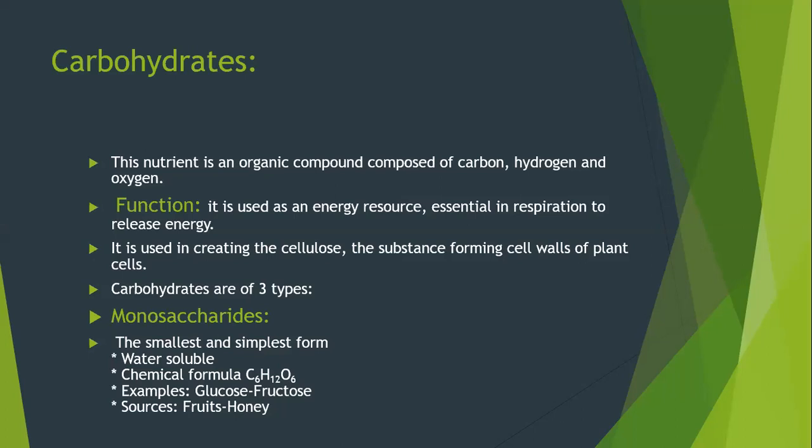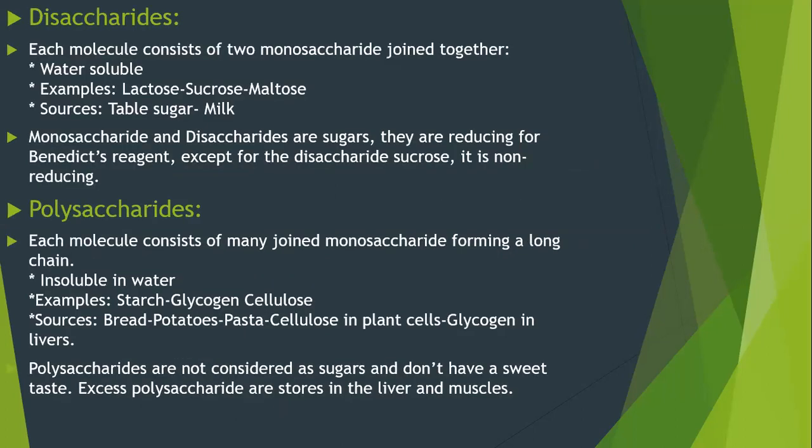The first type is monosaccharides. They are the smallest and simplest form. They are water soluble. Their general formula mostly for the hexoses is C6H12O6. Examples are glucose and fructose, and sources are fruits and honey. Next one is the disaccharides. Each molecule consists of two monosaccharides joined together. They are water soluble. Examples are lactose, sucrose, and maltose. Sources are table sugar, milk.